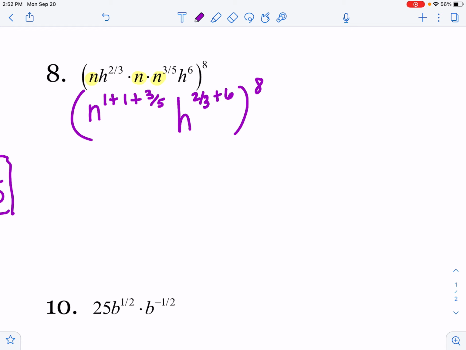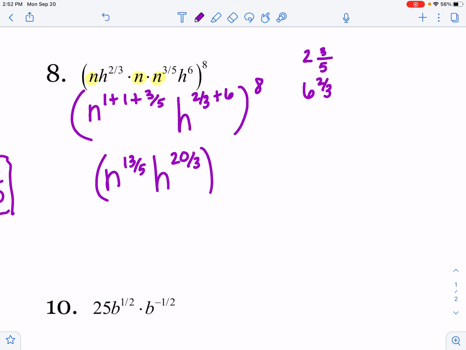So 1 plus 1 is 2, and then 2 and 3/5, that's 10, so that's 13/5. H to the 2/3 plus 6, that's 6 and 2/3. I can make that mixed number an improper fraction. 18 plus 2 is 20. And then don't forget, all of that is still raised to the 8th. So all of that work was just to simplify what was in those parentheses.